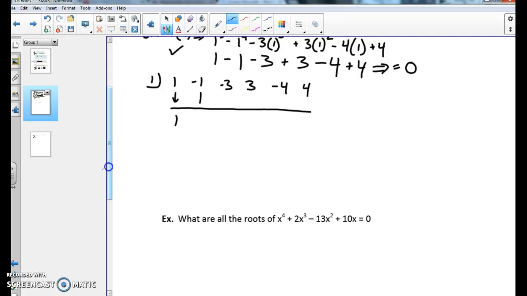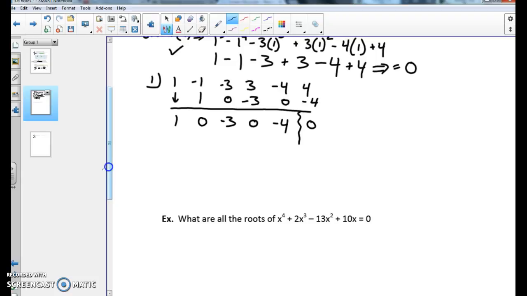Negative 1 plus 1 is 0. 0 times 1 is 0. Negative 3 plus 0 is negative 3. Negative 3 times 1 is negative 3. 3 minus 3 is 0. 0 times 1, 0. Negative 4 plus 0, negative 4. Negative 4 times 1 is negative 4. And 4 minus 4 is 0. So our remainder is 0.